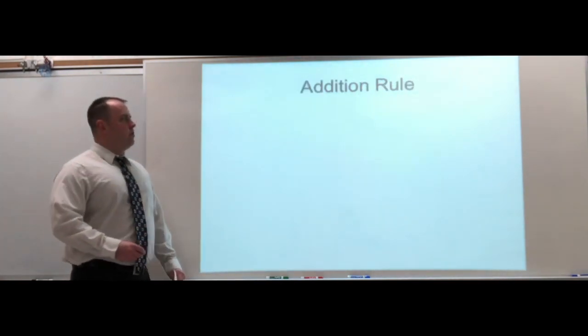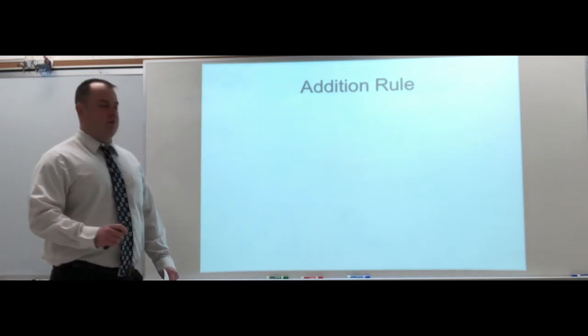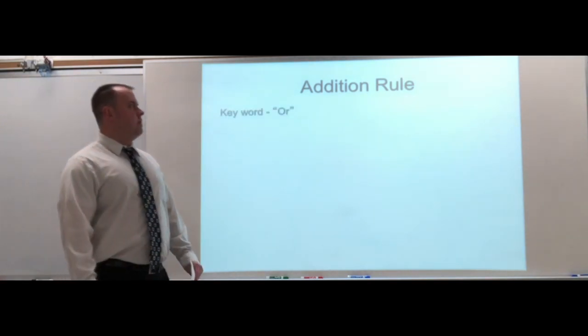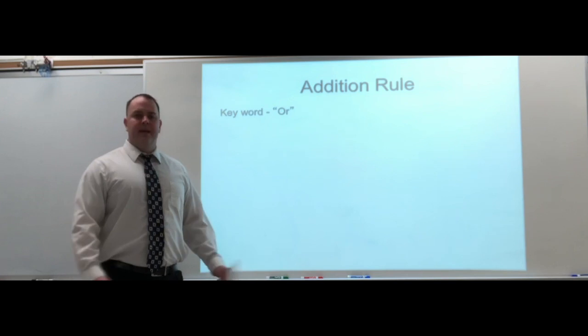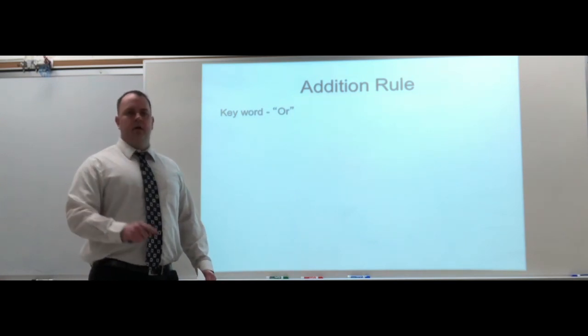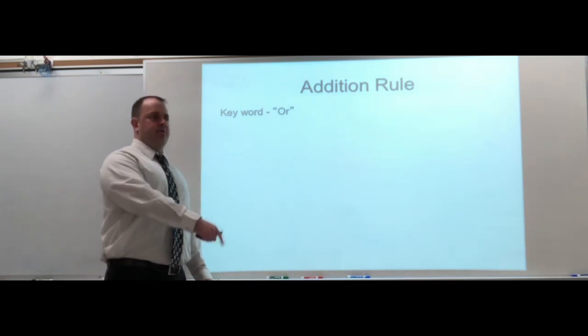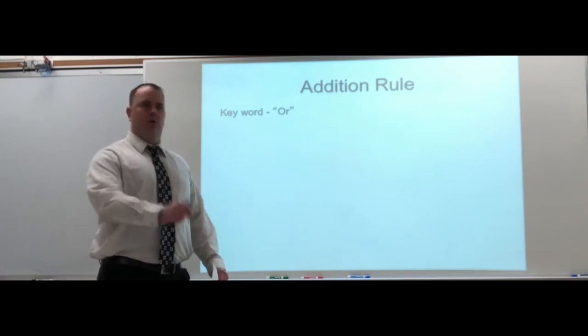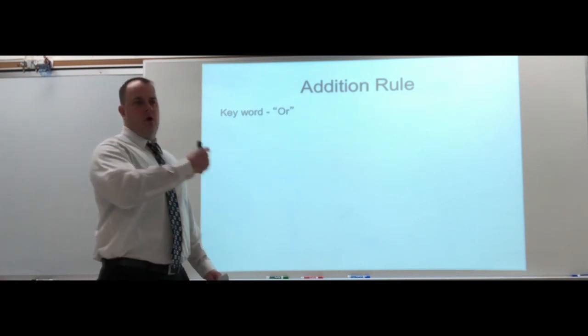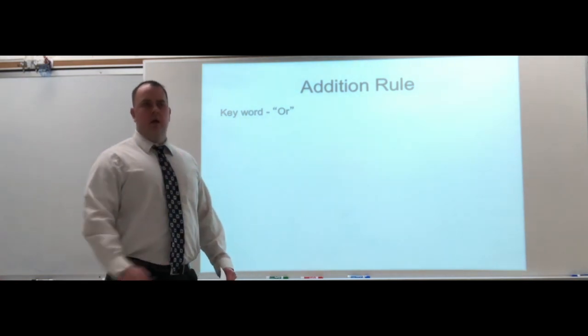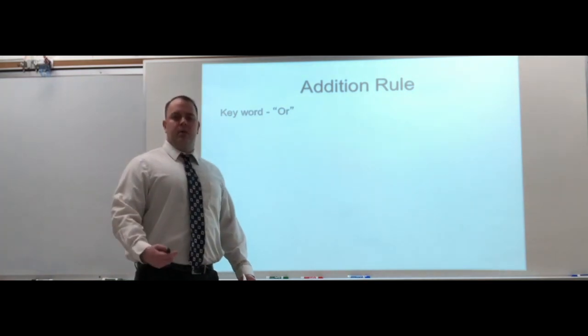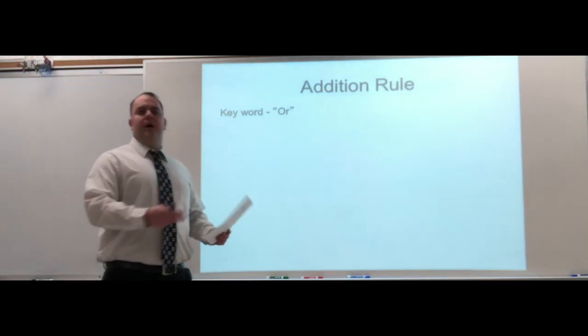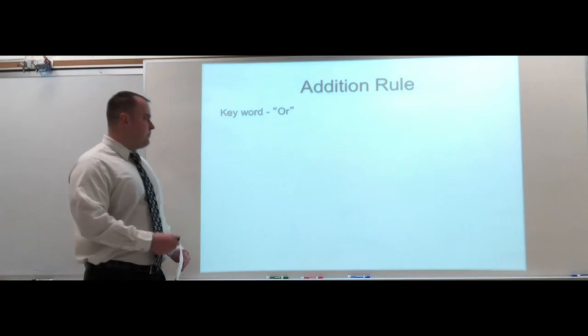Okay? Two rules we're going to talk about. The first one is the addition rule. The key word to know you're using the addition rule is "or." One action is happening. You're rolling a die and either a 3 or a 4 is going to happen. You're pulling one card out and either the card is a heart or a spade. One event is going to happen and you have options of what that event could be.